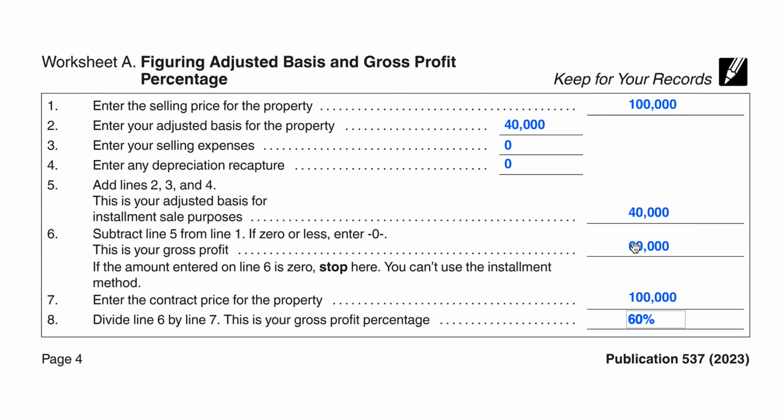So we simply divide the $60,000 of gross profit by the $100,000. That's where we got our 60% gross profit. And again, we had the down payment, which was $20,000, and then 4 annual payments of $20,000 each. That means 60% of that $20,000 would have been the gross profit for both 2021 and 2022, and that's what was reported in income during those tax years.